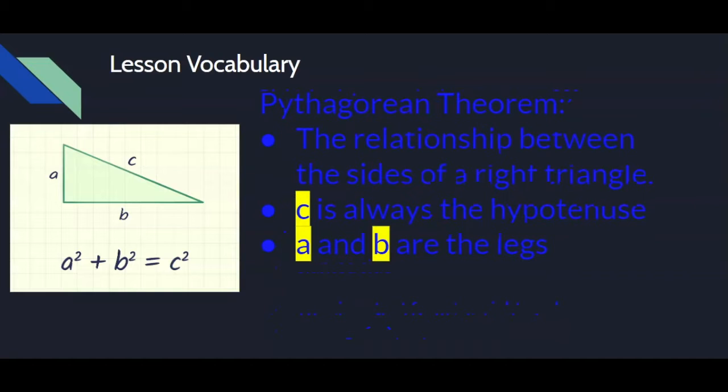The Pythagorean theorem is the relationship between the sides of a right triangle. The formula to the left, a squared plus b squared equals c squared, is that relationship. C, the slanted side, is always the hypotenuse. A and B are the legs.